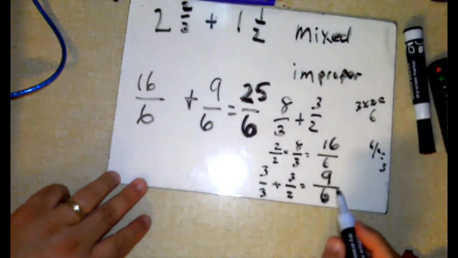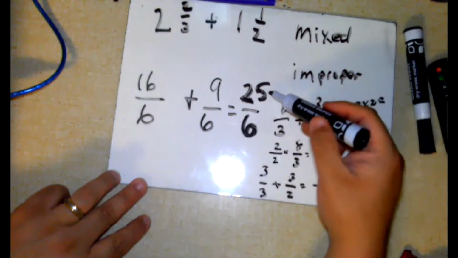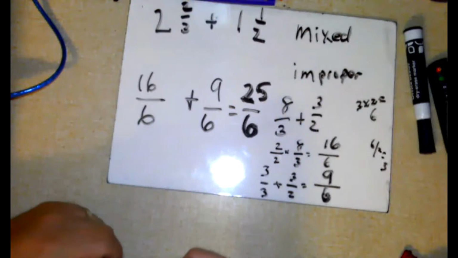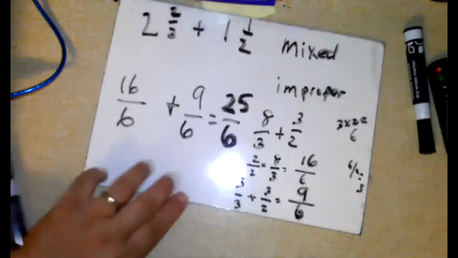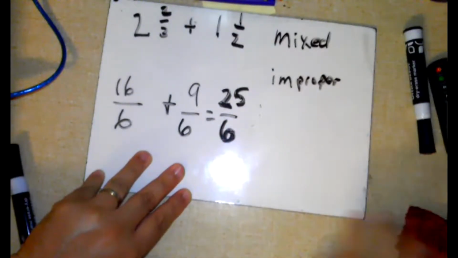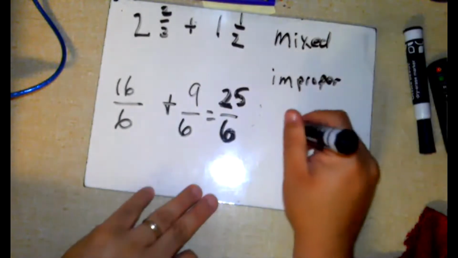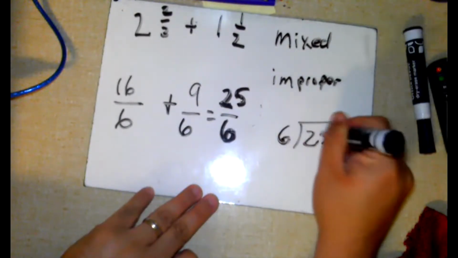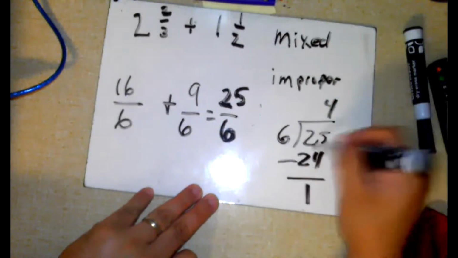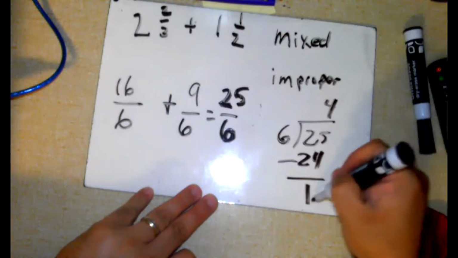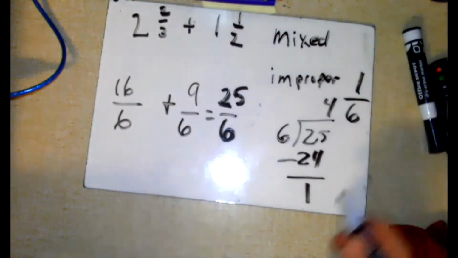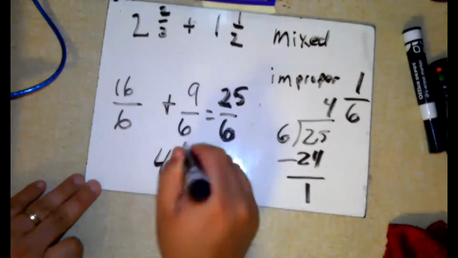25/6. That's still an improper fraction because the numerator is greater than the denominator. So remember, a fraction is just a division problem. How many times does 6 go into 25? So 6 times 4 is 24. And we got a remainder of 1, and we're going to keep our denominator. So you should get 4 and 1/6.